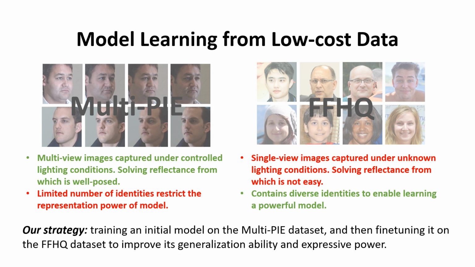To combine the best of 2 data sources, we propose to train an initial model on the multi-PIE dataset, and then fine-tune it on the FFHQ dataset to improve its generalization ability and expressive power.